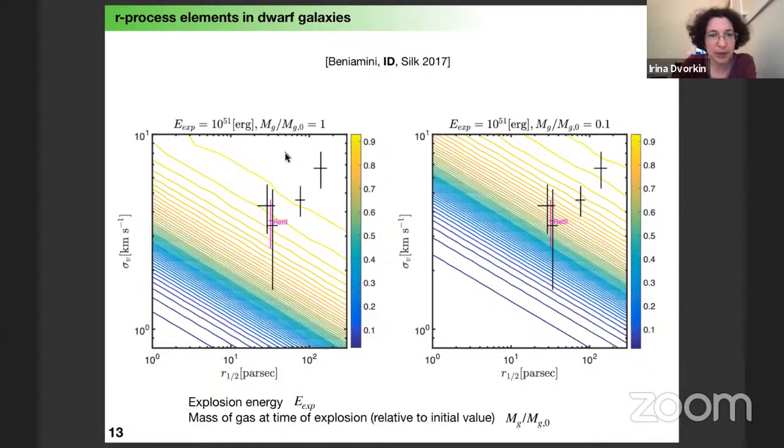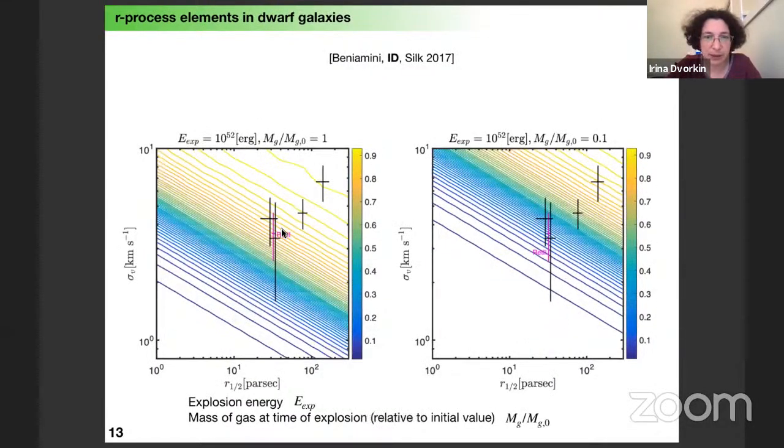Here the different plots are for different explosion energies and also the mass of the gas at the time of explosion. So here you see that actually in our model, most of the time, a lot of the heavy elements are retained, a retention fraction of say above 50%, especially for the numbers that we see in the galaxies that we looked at, and Reticulum 2 is here in pink. And here is again a similar set of plots, but for a higher explosion energy.